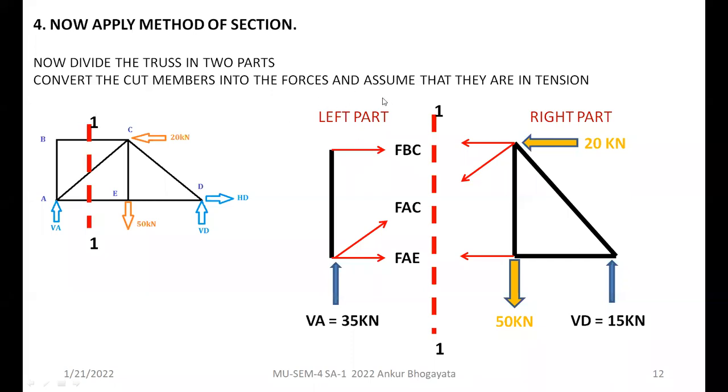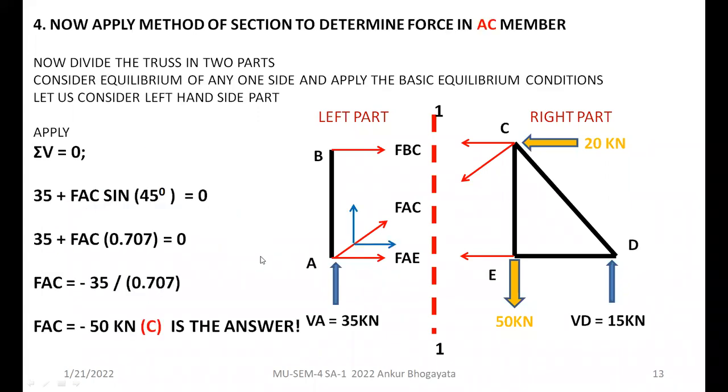Because we are interested to use the left hand side part. That's why. Otherwise, you can use the right hand side part also and apply sigma V, sigma H, sigma M on this part also. Okay. Let's see what is the next one. Now divide the truss in two parts, consider the equilibrium of any one side and apply basic equilibrium conditions. Let us consider the left hand side part. So the left hand side is ready with us.